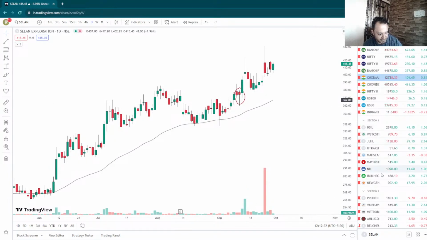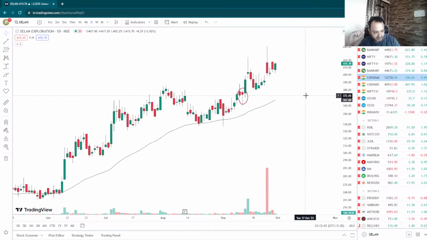So even if you are trading the index, don't be blinded. Allocate some portion of your portfolio to stocks as well. Don't completely get lost in the index.